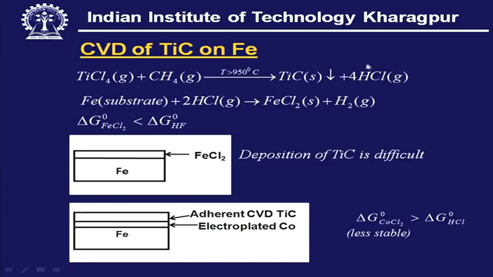That means HCl will remain as it is, and it will not participate in any chemical reaction forming chloride of cobalt, and as a result the situation can be well handled. Steel is well protected, and we can have a TiC coating on this surface of iron, which is actually pre-coated by cobalt. It has to be pointed out that this attack or the reaction product, which is actually affecting the adherence of the coating, happens at the very initial period.